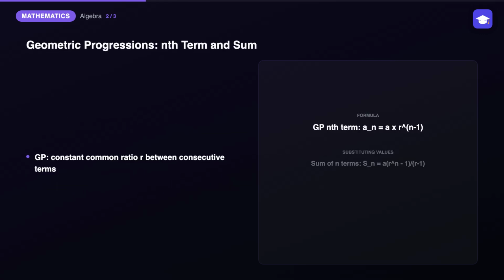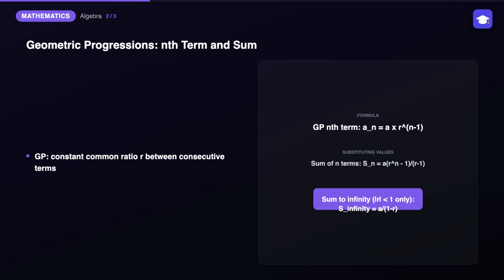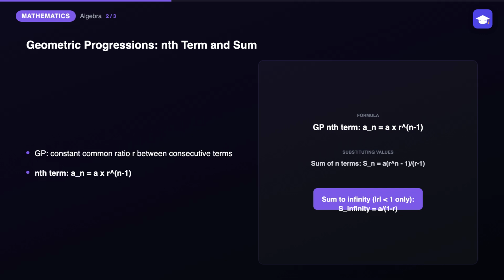A geometric progression, GP, is a sequence where each successive term is found by multiplying the one directly before it by a constant ratio, called the common ratio, r. The nth term of a GP is given by a_n equals a times r to the power (n minus 1).